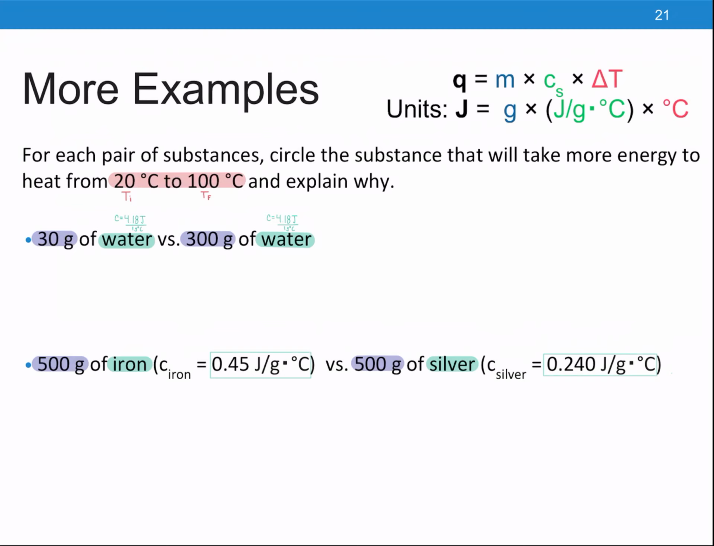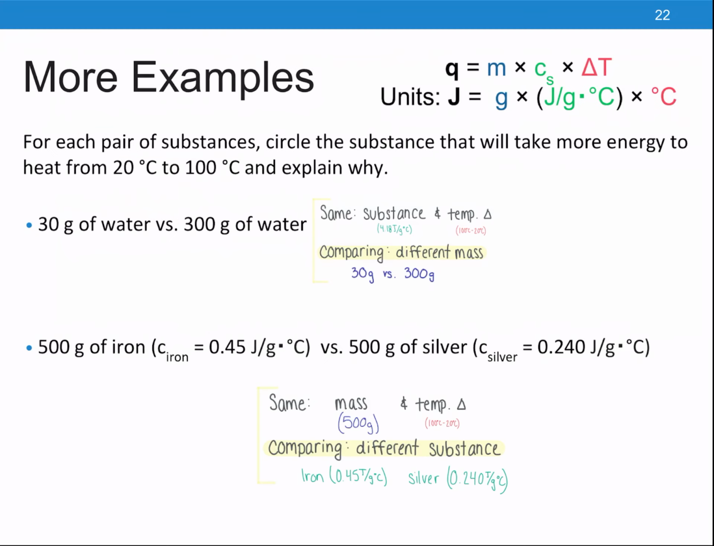All right, so let's see how you guys did. What we were doing in the first one was comparing the same substance with the same temperature change, but different mass. Actually 10 times the amount of mass. In the second one, we are comparing the same amount of mass, again the same temperature change, but we are looking at different substances. And if we look at the specific heats, it looks like the specific heat of iron is almost double to that of silver.